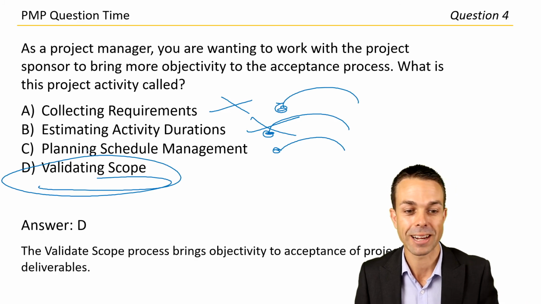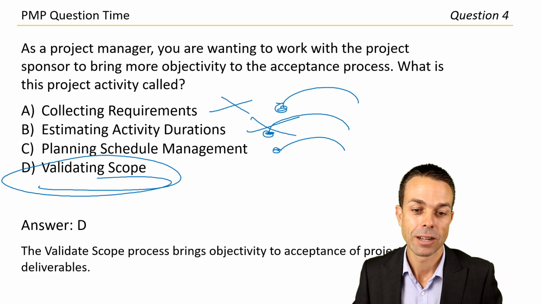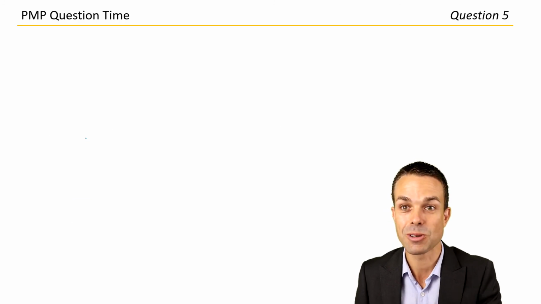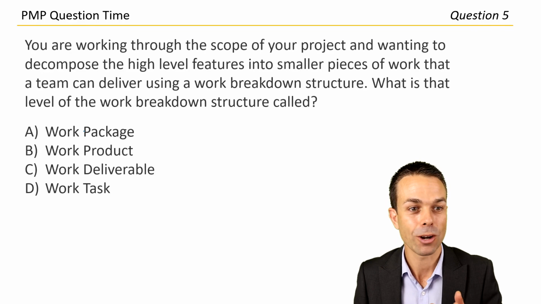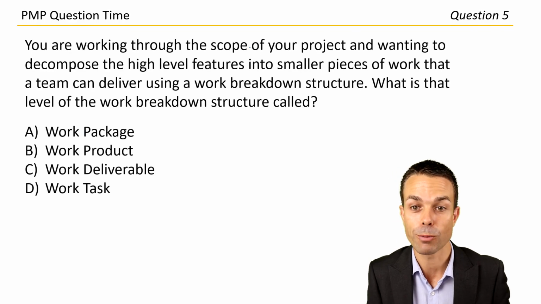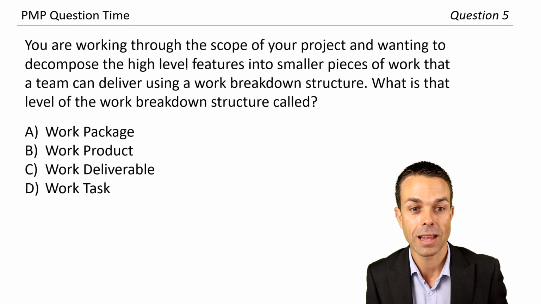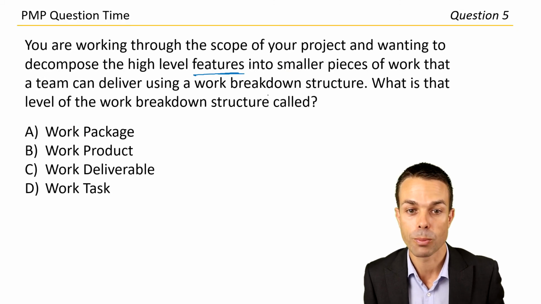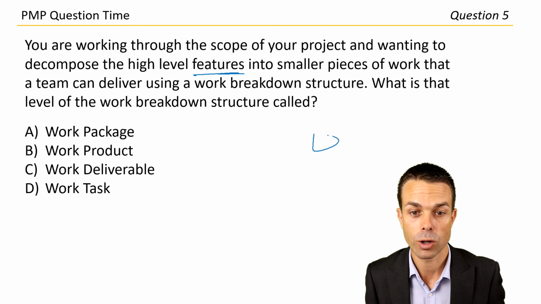Here it is. The validate scope process brings objectivity to acceptance of project deliverables. That's wonderful. Last question. You made it, guys. Fantastic. Question 5, you're working through the scope of your project and wanting to decompose the high-level features into smaller pieces of work that a team can deliver using a work breakdown structure. Okay, excellent, work breakdown structure.